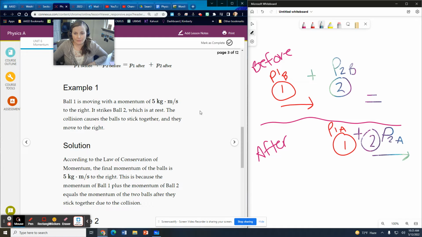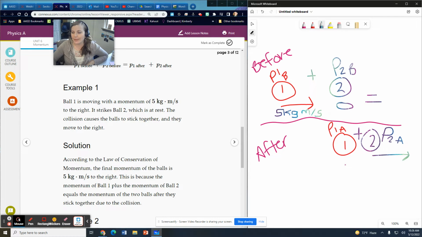Ball 1 is moving with a momentum of 5 kilogram meters per second. So that's what this one has. It strikes ball 2, which is at rest. But ball 2 has a momentum of 0 because it's not moving. If it's not moving, there's no velocity. Doesn't matter what the mass is. Anything times 0 is 0, so no momentum.